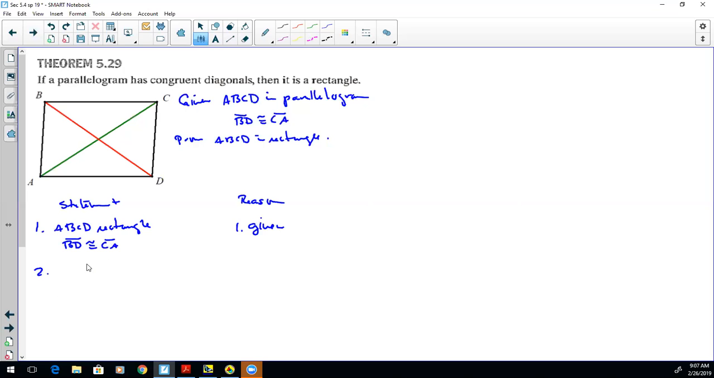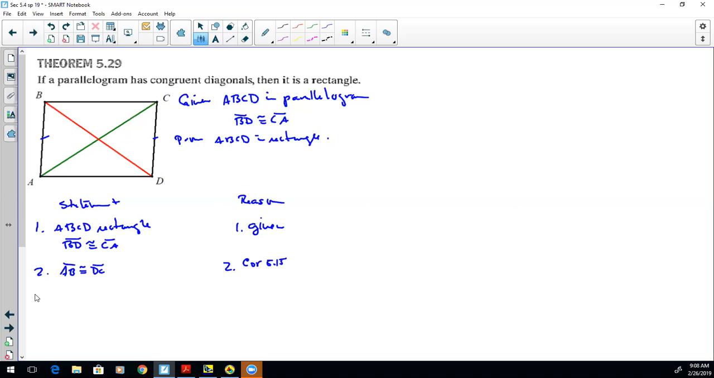Statement number 2 here is going to be that AB and DC are congruent, so that this side and this side are the same length. And this is Corollary 5.15, if you're keeping track of numbers here. It says that the opposite sides of a parallelogram are congruent.